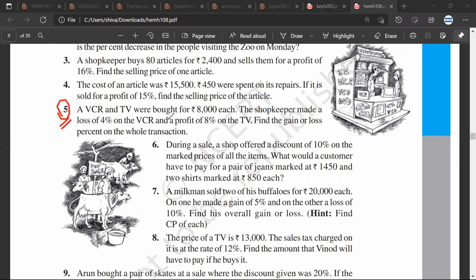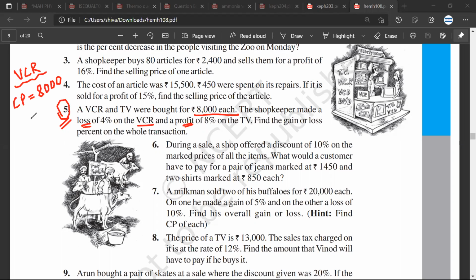So first we have to do 4 upon 100 into 8,000 to find the percent. So the answer is 320. Then we have to do 8,000 minus 320. It is 7680. So we get the answer of the VCR. So the cost price of the VCR is 8,000 rupees.